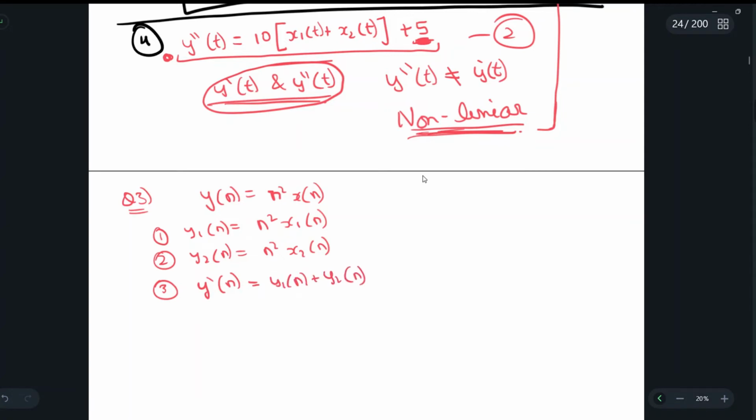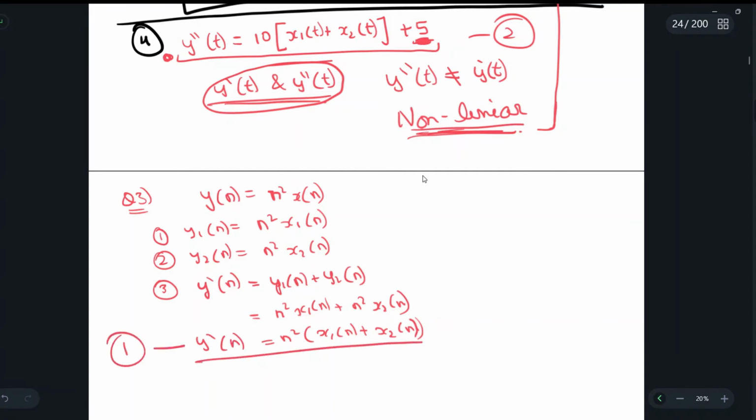So on doing that, you will get n square x1n plus n square x2n, and we will take n square common and you will get x1n plus x2n, and this is our y dash n. So say this is your equation number 1. Now similarly we will find y double dash of n. On doing so you will get n square, and you know what we have to do for y double dash of n. You will simply write x1n plus x2n instead of xn.